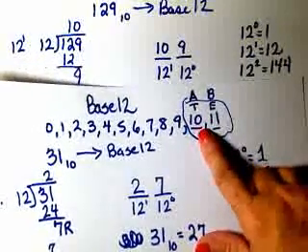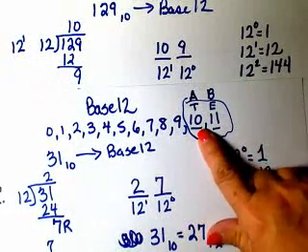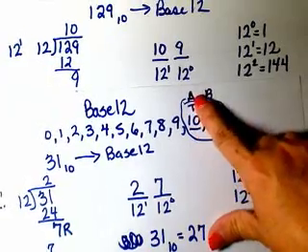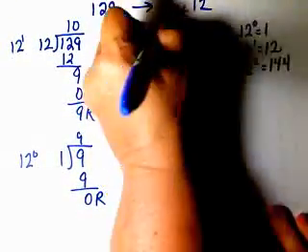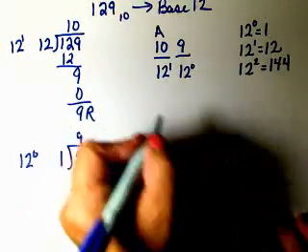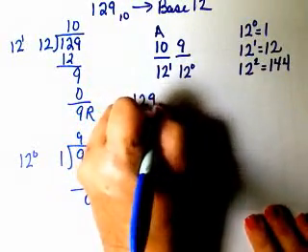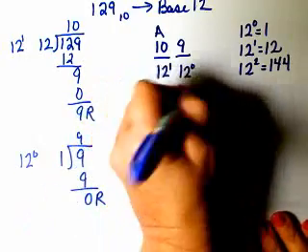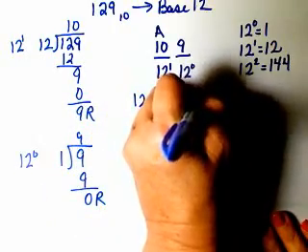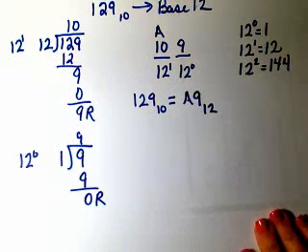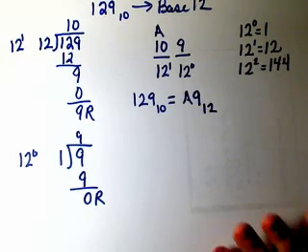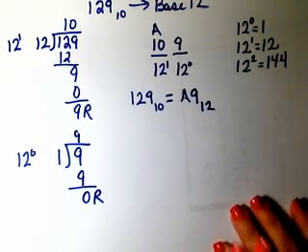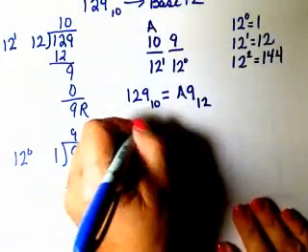Okay? So for 10 then, instead of writing 10, I'm going to call it 10A. So really then, this would be an A. So 129 base 10 equals A9 base 12. Now, if you use the T, it would be T9 base 12. Same thing.